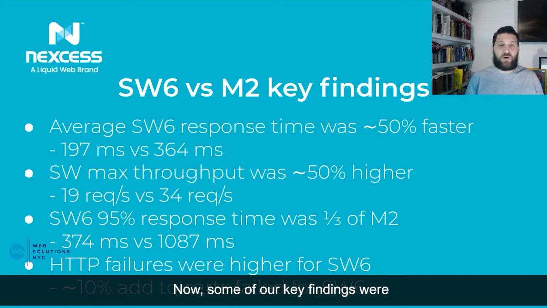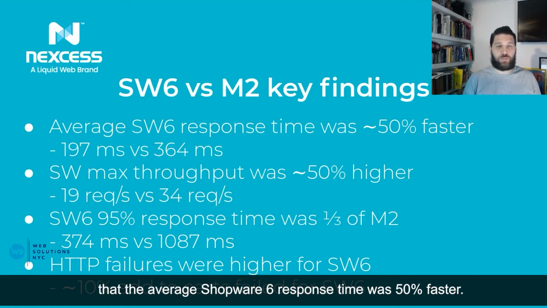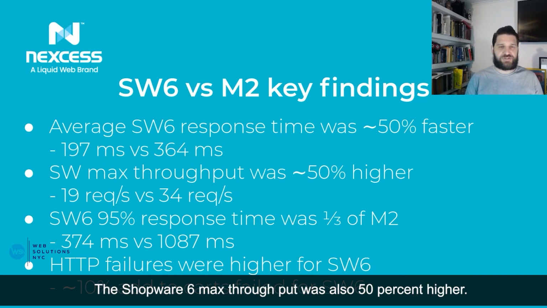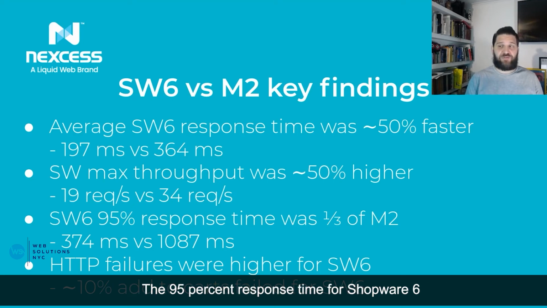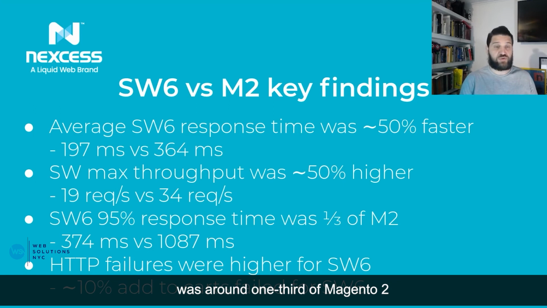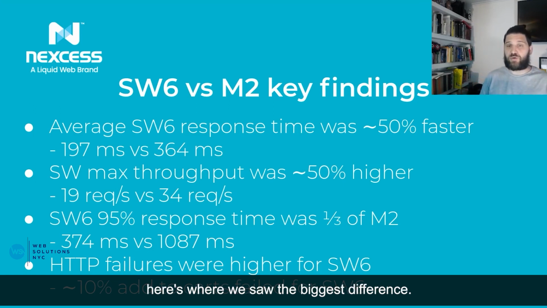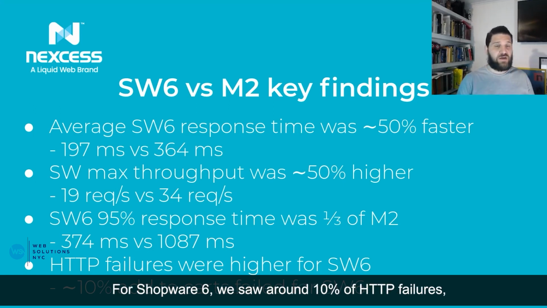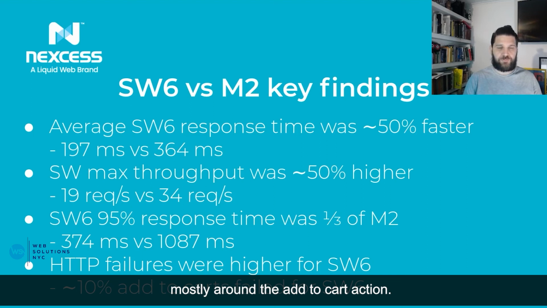Now, some of our key findings were that the average Shopware 6 response time was 50% faster. The Shopware 6 max throughput was also 50% higher. The 95% response time for Shopware 6 was around 1/3 of Magento 2. Here is where we saw the biggest difference. And for Shopware 6, we saw around 10% of HTTP failures, mostly around the add to cart action.